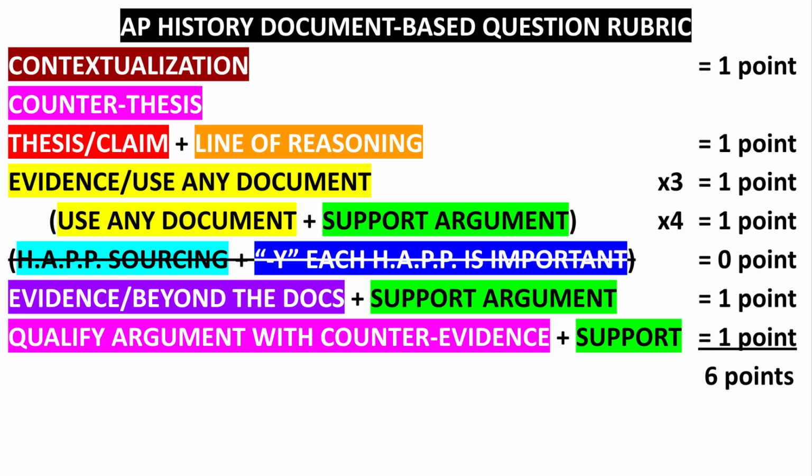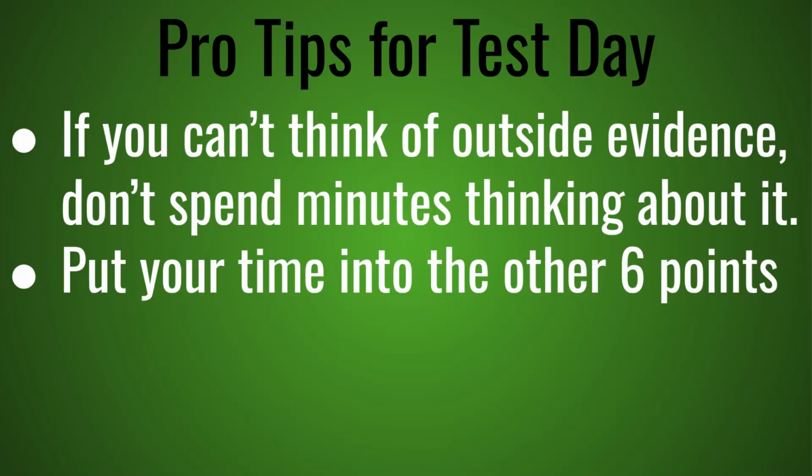So this might be what your rubric looks like. I make sure that extra time I save, I'm going to have more evidence beyond the documents. I'm going to make sure that I introduce that extra paragraph, even though it won't involve any sourcing. So you can get a 6 out of 7, which again is an excellent grade.